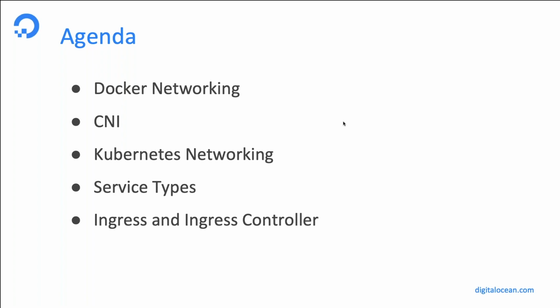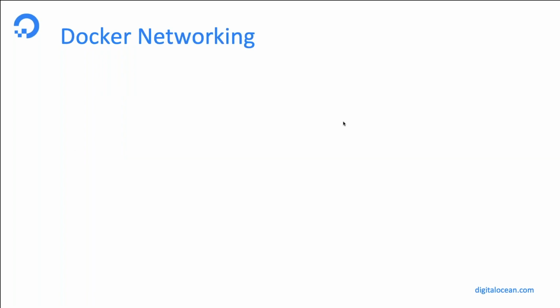So there are different ways in which we can access our application. Services and Ingress controller are different ways of doing it, and we will see them when we get there as well. So let's start with Docker networking. Today it is more in terms of pictorial representation and diagrams.